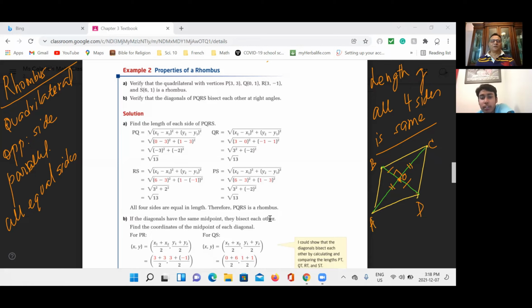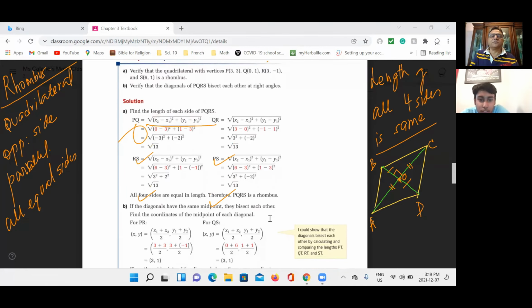Okay, sir. So verify that the quadrilateral with these given vertices is a rhombus. You should find the distance between the points. So when you find the length of each side, it has to be exactly the same. As you can see here, it is square root 13, correct? And therefore it is a rhombus. Is that clear to you? Because they all have the same side lengths. Correct. That is why.